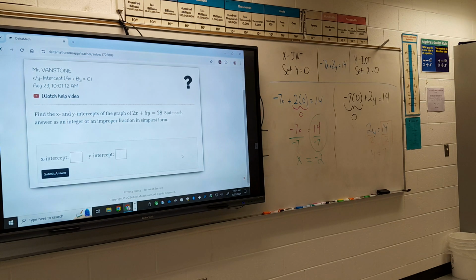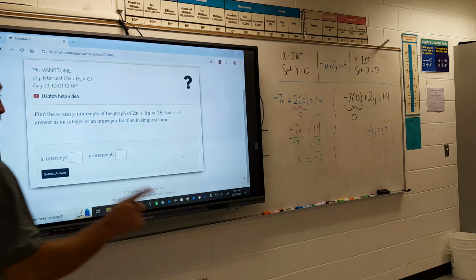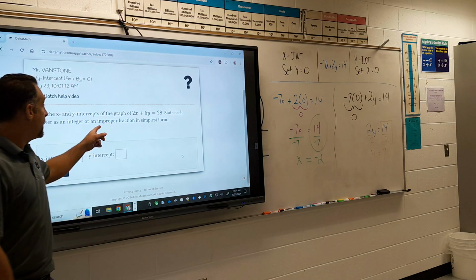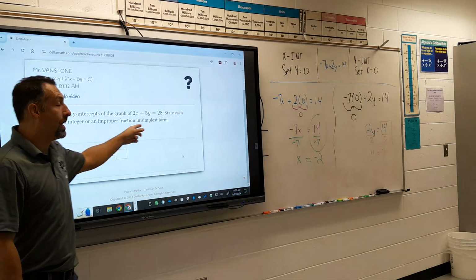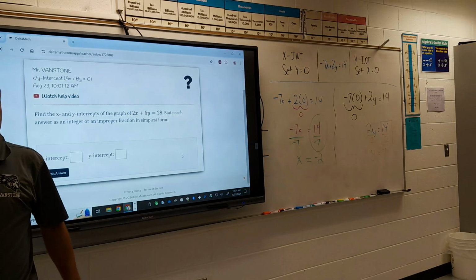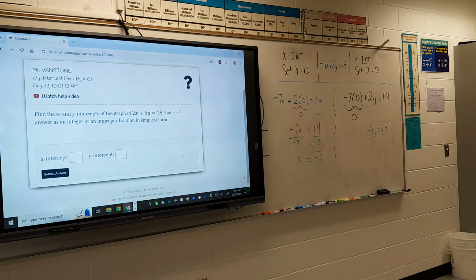Do this problem on your own. One of the answers is going to be a fraction, and it's okay if you use the N over D button. It talks about having an improper fraction right here as a potential answer, so that's okay. You guys try to set this one up and do it yourself.